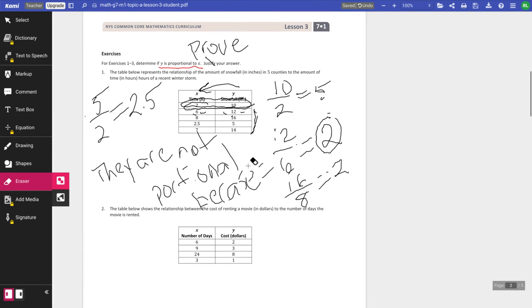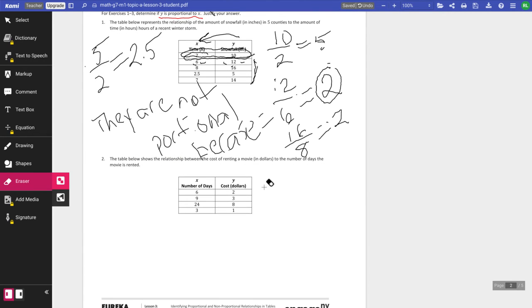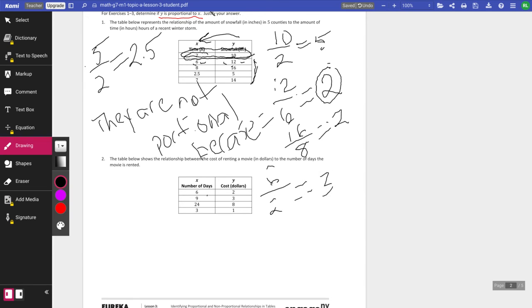The table below shows the relationship between the cost of renting a movie in dollars to the number of days the movie is rented. And we would hope that that would be proportional, but maybe it is not. Let's take a look here. So for every 6 days, we get $2. So let me see here. Again, we're going to take that 6, we're going to divide it by 2. 3. Okay. Let's do 9 divided by 3. 3.